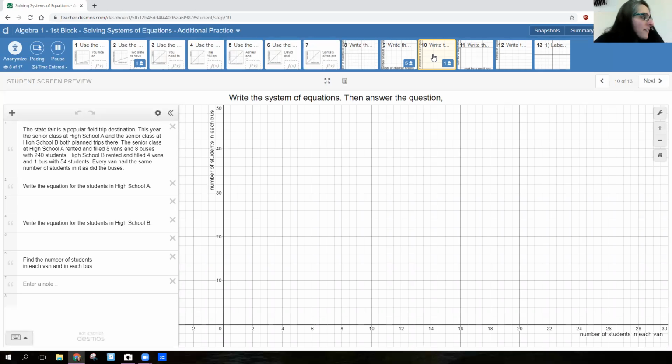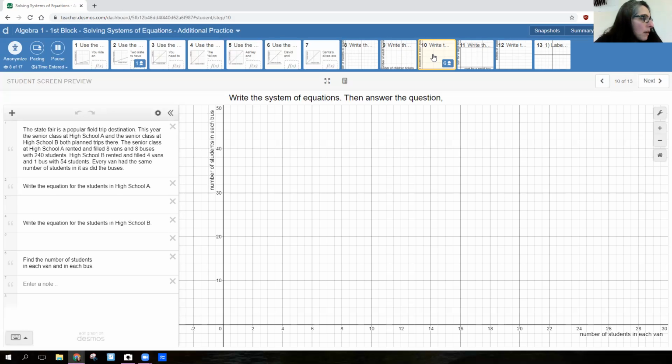Okie doke. So the state fair is a popular field trip destination. This year, the senior class at high school A and the senior class at high school B both planned trips there. The senior class at high school A rented and filled 8 vans and 8 buses with 240 students. High school B rented and filled 4 vans and 1 bus with 54 students. Every van had the same number of students in it as did the buses.